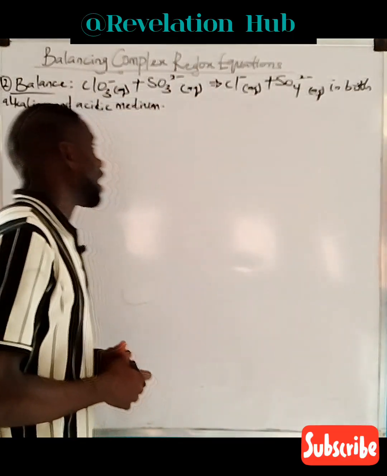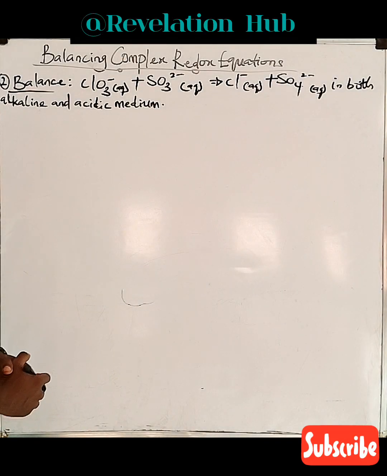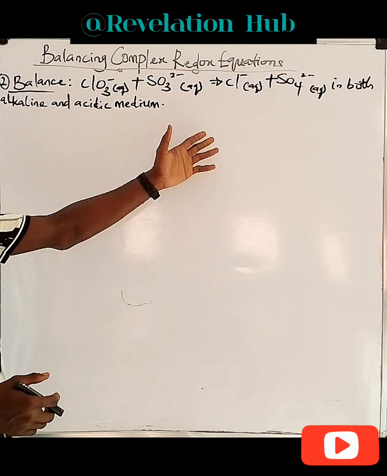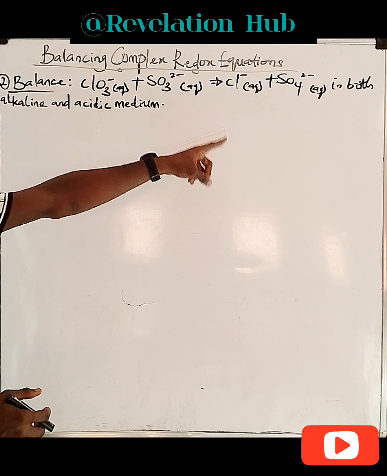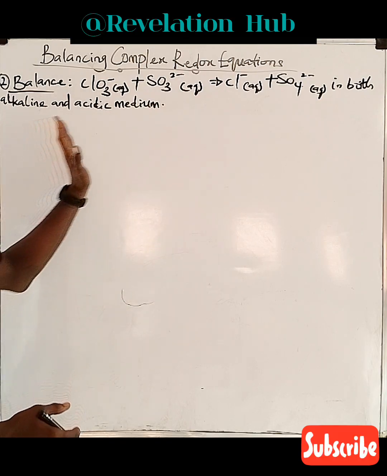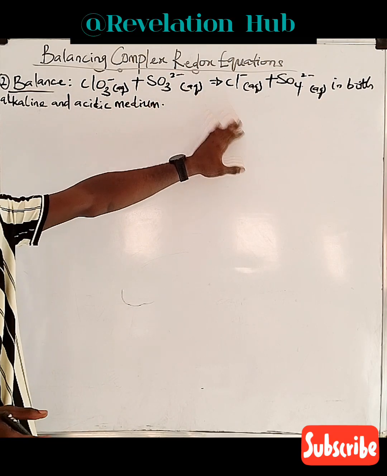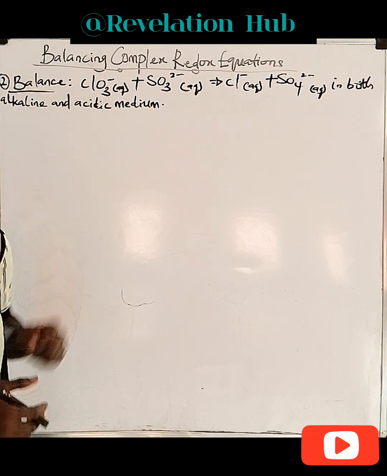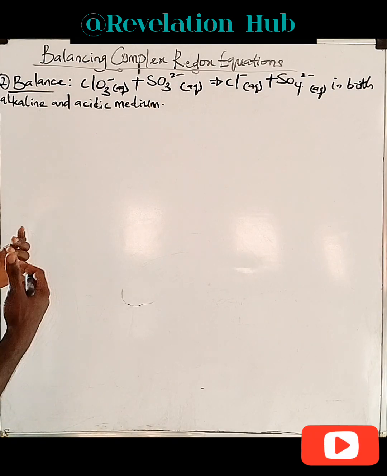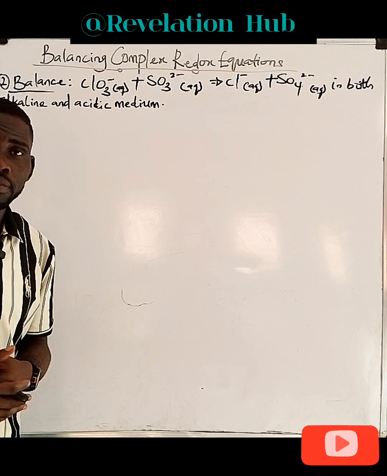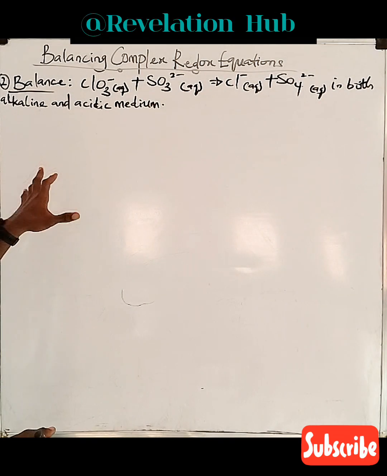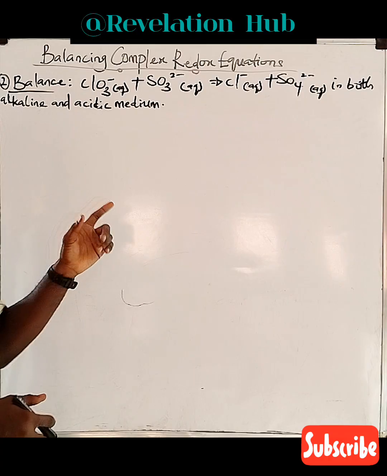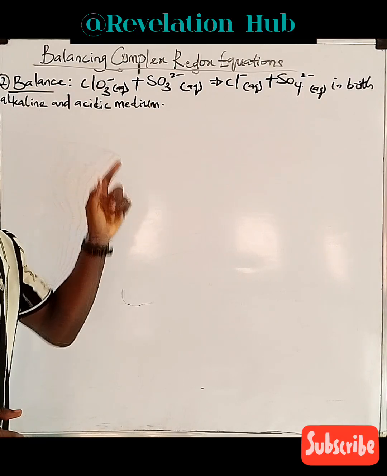So today we are asked to balance ClO3 minus aqueous plus SO3 2 minus aqueous, which equals Cl minus aqueous plus SO4 2 minus. We are asked to balance all of this in both alkaline or basic medium and acidic medium. So we're going to be solving this first in alkaline medium before we talk about solving it in acidic medium.